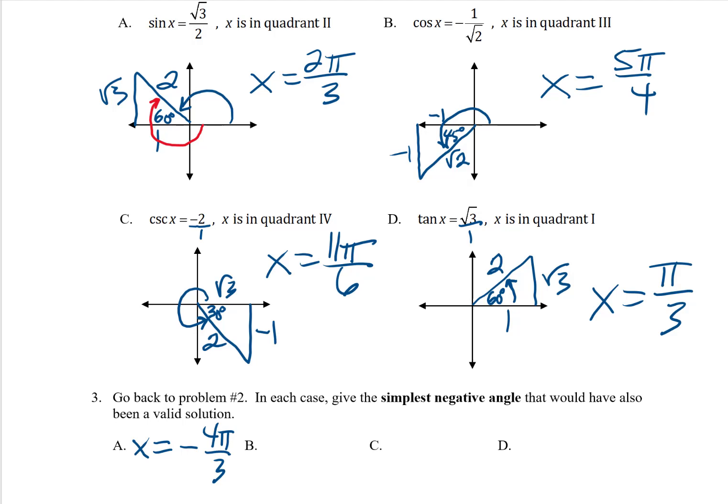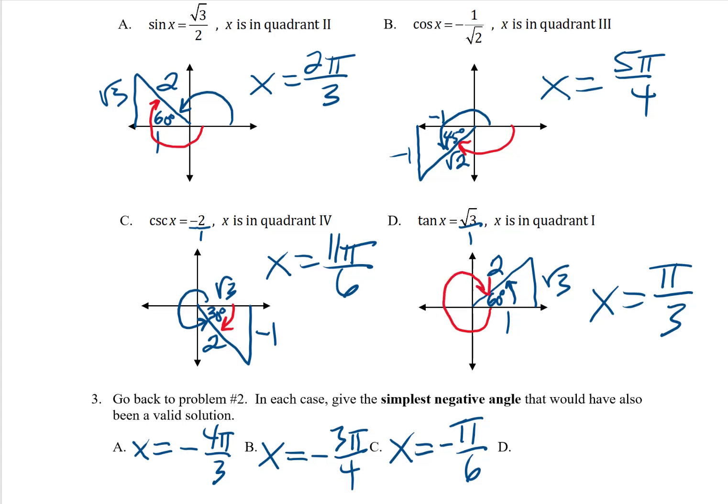Letter B looks like it would be this angle. That's going to be 90 plus 45, 135, which in radians would be negative because of the direction, 3π/4. Part C is pretty simple. It would just be this angle here, -30 degrees, so obviously -π/6. And then part D, I'd have to go all the way around this way. So 60 degrees short of a full revolution, that would be 300 degrees. That means my x would be -5π/3.